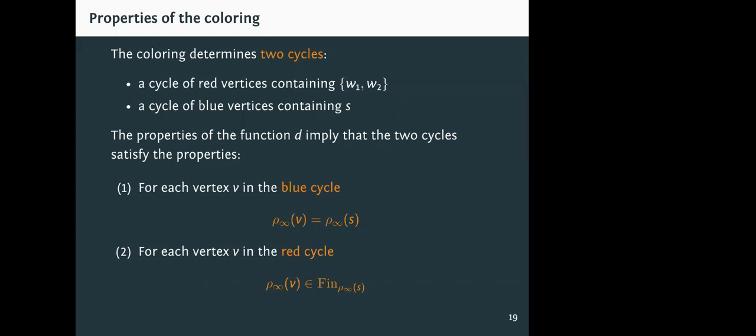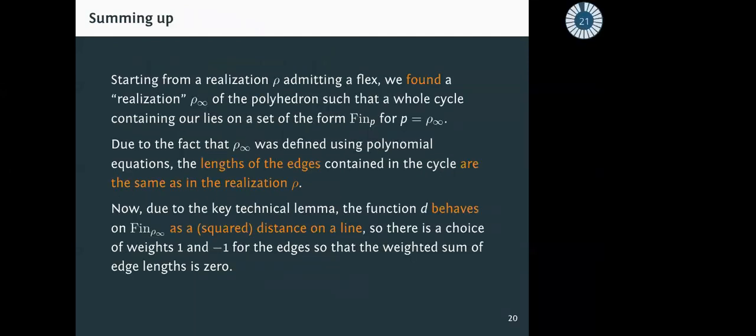Okay, so if you remember what we said before, now I will summarize it. Essentially, this closes our proof. Why? Because what we did was we started from a realization that admitted a flex, and we found a very strange realization rho infinity, such that there is a whole cycle containing our edge W1, W2 that lies on a set of the form thin P.